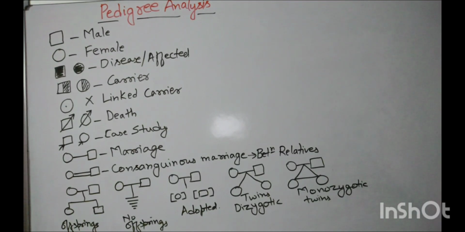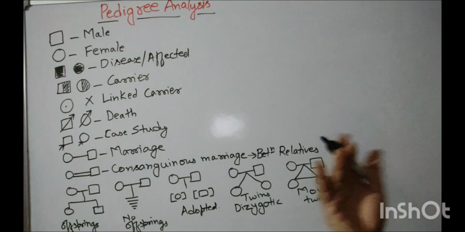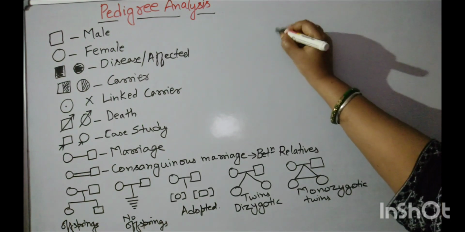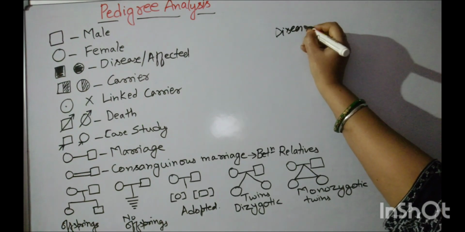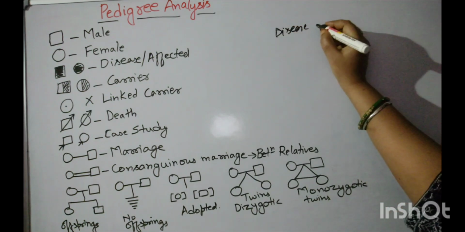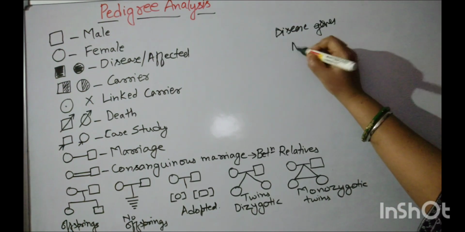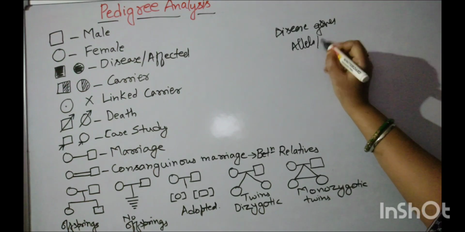Today we are going to study pedigree analysis. Pedigree analysis means studying how traits or diseases present in parents pass to the next generation, and how we make the chart. The disease gene or chromosome which is affected is called a disease allele or trait.